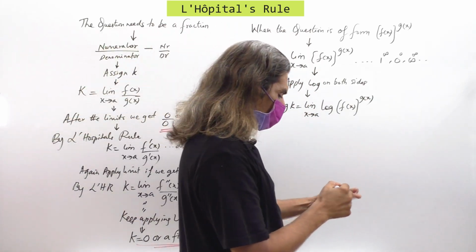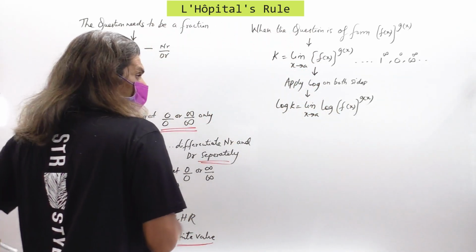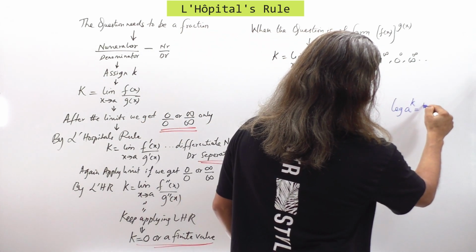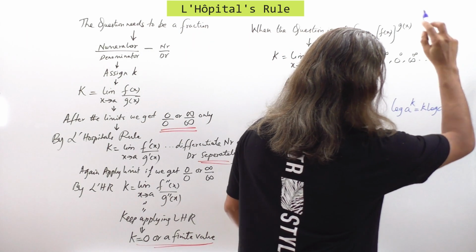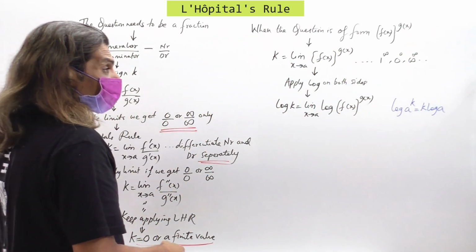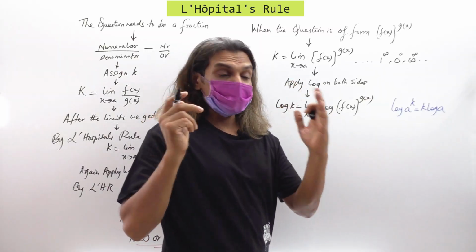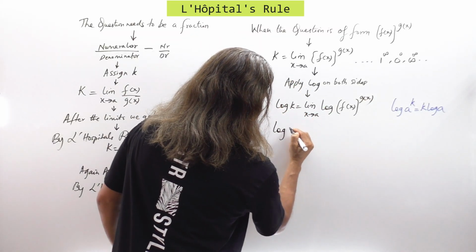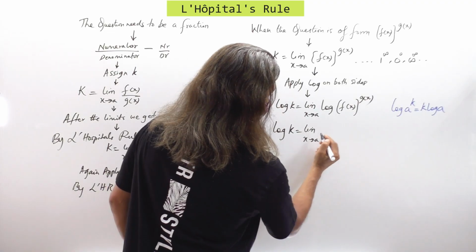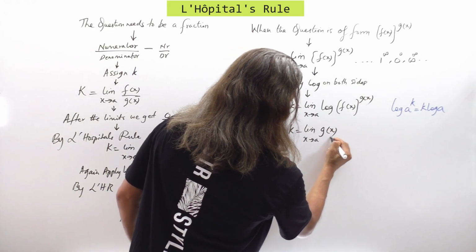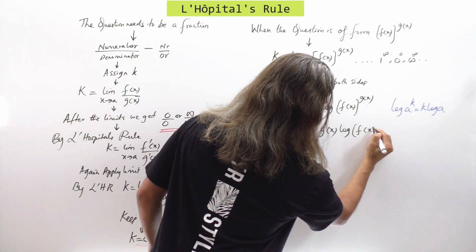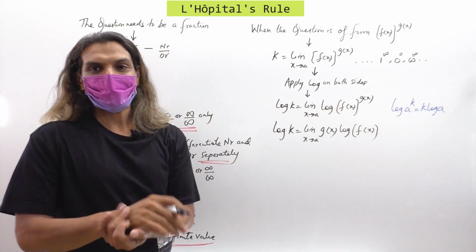Now, as you know the principle of logarithm, what is it? It's log of a raised to k is equal to k log a. That means log k will now be the limit as x tends to a of g of x into log of f of x. This is what you get.